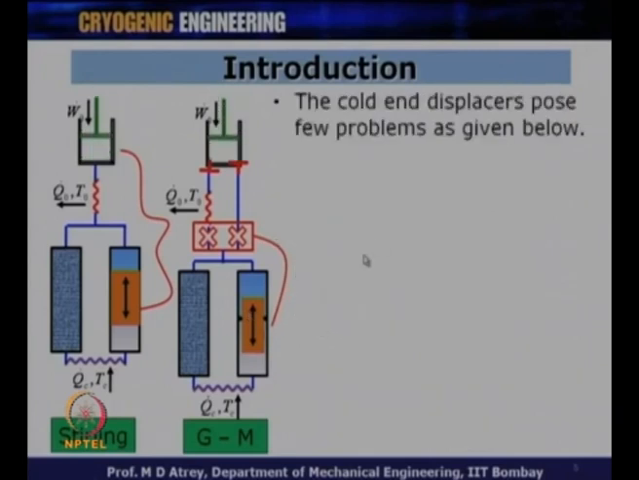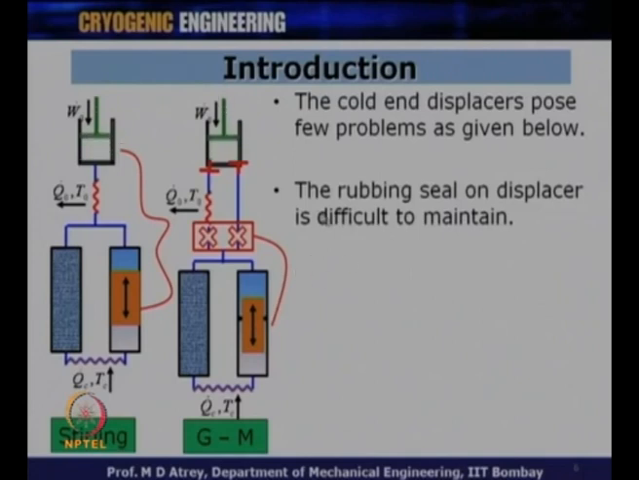The displacer is normally a very lightweight moving component. All right. The cold end displacer poses a few problems as given below. Sometimes in a GM cryocooler especially, as you can see, there is a seal which works at low temperature, because this side is at low temperature, and therefore we will have a rubbing seal at this point, and these seals which are rubbing can pose some problem from a working point of view. The rubbing seal on the displacer is difficult to maintain, and therefore one has to really take care of this seal, and the seal definition is very important, how this seal is composed.